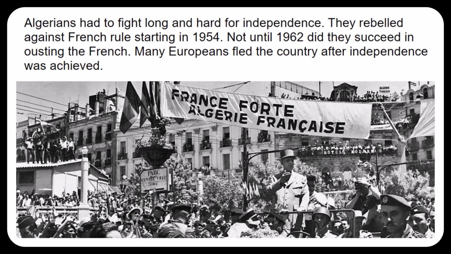Algerians had to fight long and hard for independence. They rebelled against French rule starting in 1954. Not until 1962 did they succeed in ousting the French. Many Europeans fled the country after independence was achieved. Question number 13. What was Algeria able to do in 1962? Well, after a long struggle, they were able to win their independence.